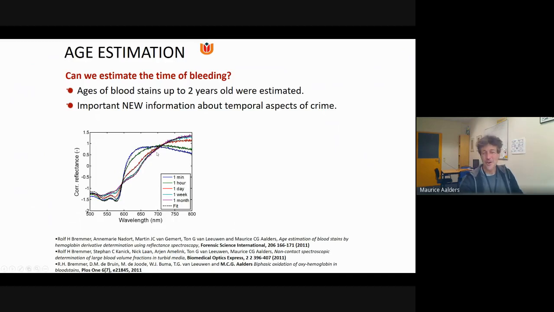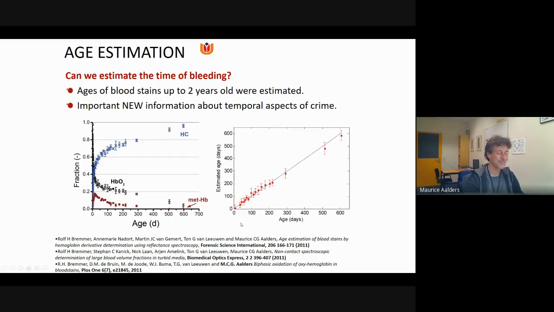We were using those algorithms to calculate very carefully what the absorption properties were, but we were already seeing here that we could nicely distinguish young from old stains. And this is very important new information about temporal aspects of a crime. We can put things on the timeline in order to get some idea of when things happened.